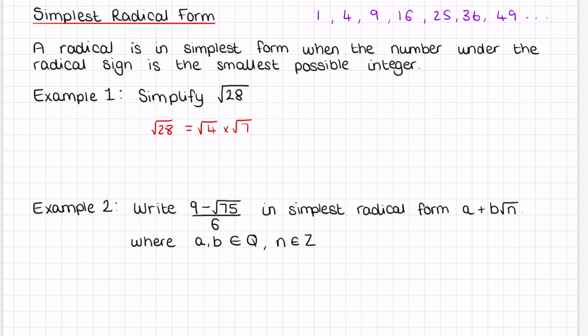Four times 7 is 28, and 4 is a squared number, which gives us the square root of 4, which is 2, and then the root 7 we leave as it is. And that is simplifying our surd.